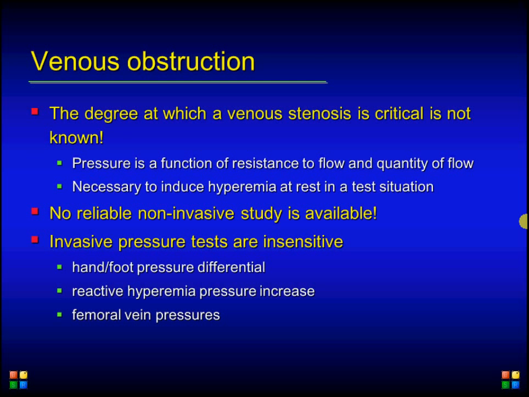So logically, probably a venous obstruction is significant at a lesser degree than the arterial system. So it's not 70%, it may be perhaps 50%, but we actually don't know. And since we don't know that, we cannot create hemodynamic tests to evaluate the outflow obstruction. So we have to do really morphological tests.